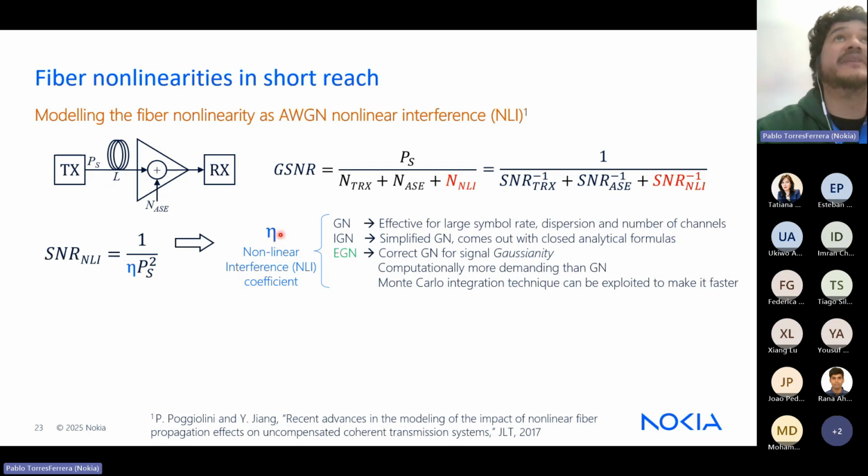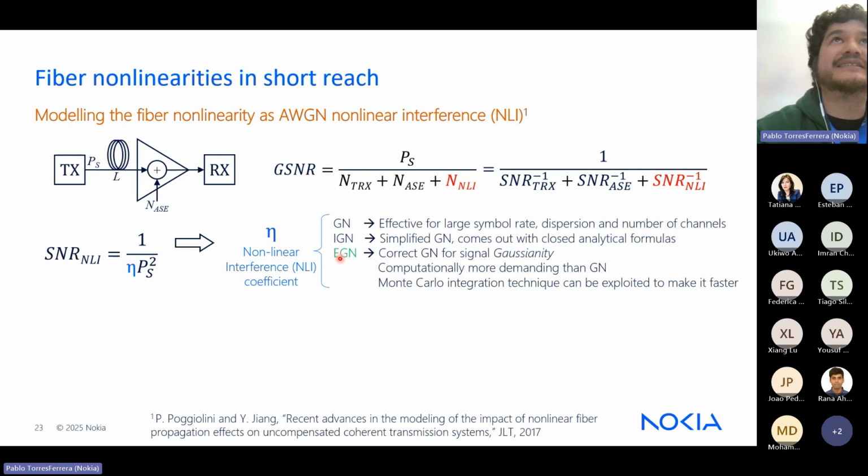This factor can be computed using different approaches, different flavors of the Gaussian noise model for fiber nonlinearities. There is the typical Gaussian noise model, which is inside the GNPy tool, for instance, and it is effective if we have large symbol rates, a large amount of dispersion, and a large number of channels. Typically, this is the case for long-reach WDM systems. But once we start moving to short reach, we don't know if this is still effective. There are other approximations, like the incoherent Gaussian noise model, a simplified version of the Gaussian noise model that can derive some closed analytical expressions.